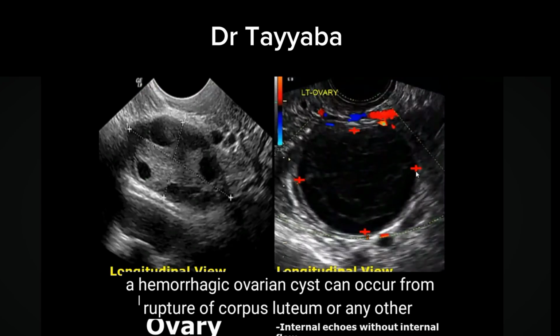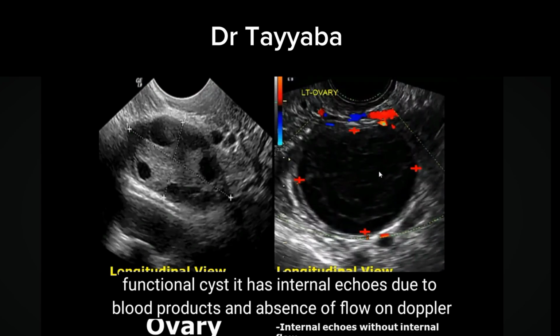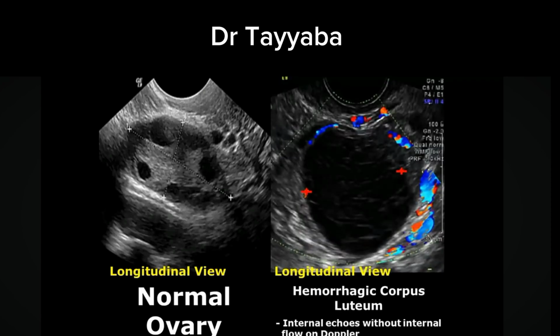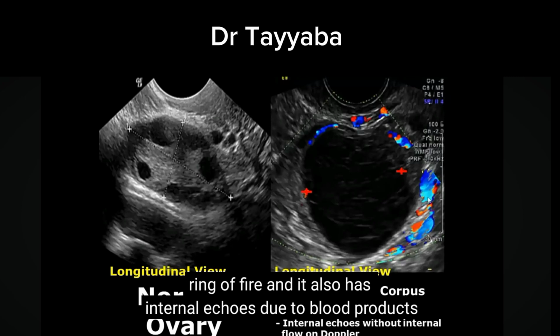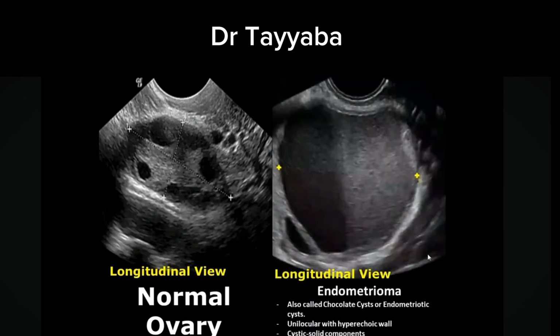A hemorrhagic ovarian cyst can occur from rupture of the corpus luteum or any other functional cyst. It has internal echoes due to blood products and absence of flow on Doppler. Here is a hemorrhagic corpus luteum showing peripheral vascularity, that is the ring of fire, and it also has internal echoes due to blood products.